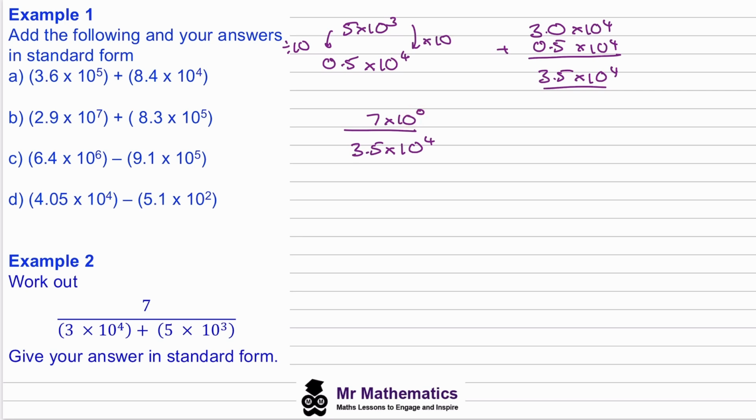And then we can divide the 7 by the 3.5. This will give us 2. And then using the rule of indices, this will be 10 to the 0, take away this 4. This is the division rule. So times 10 to the power of 0, take away the 4, which will give us 2 times 10 to the negative 4. Okay? Let's try some exam style questions.